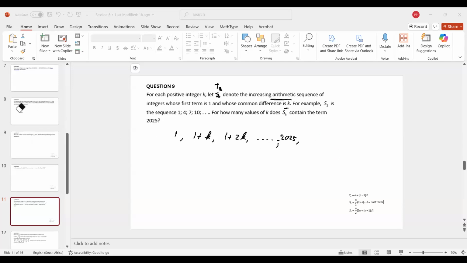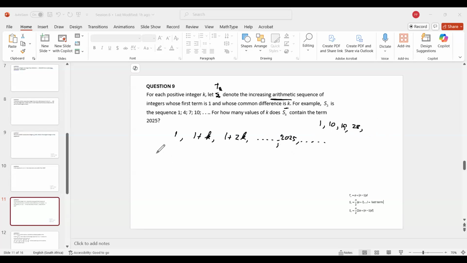Amongst all these terms, you have 2025. Which values of k will force 2025 to be in the sequence? Like here, now, you don't know if 2025 is in this sequence. Or if k is, for instance, 9, then you have 1 plus 9, which is 10. 10 plus 9 is 19. 19 plus 9 is 28. Maybe 2025 is in this sequence. So the question is, for how many values of k would 2025 be in that sequence? So it's quite a tricky question, right?